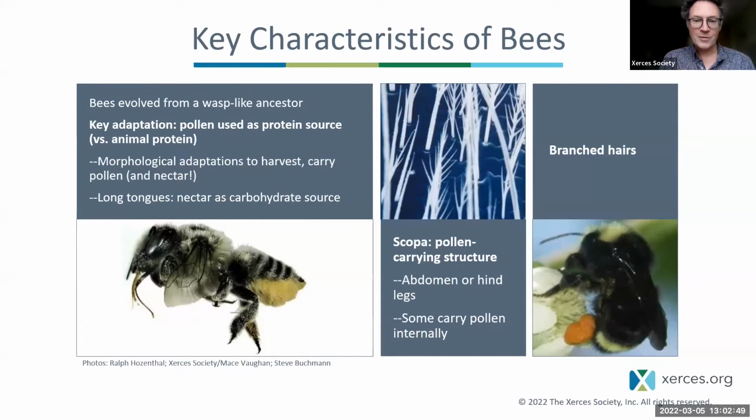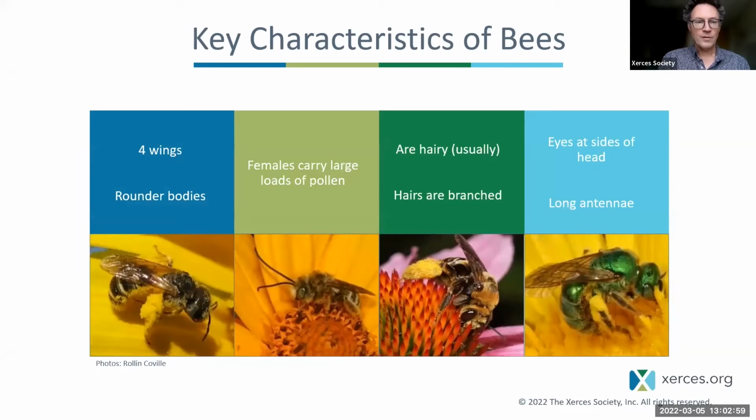And it can take a microscope to find those branched hairs, but you can also see some of them on bumblebees quite readily with a hand lens or with a good eye. To go further, all bees have 2 sets of wings. They have 4 total wings. This is to distinguish them from flies, which have only 2 wings, 1 set of wings.